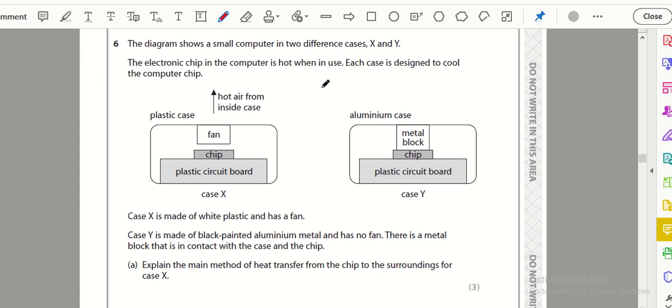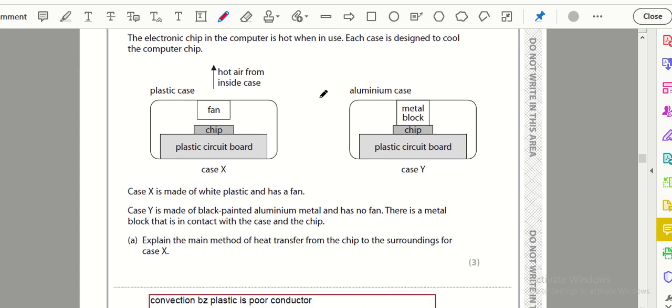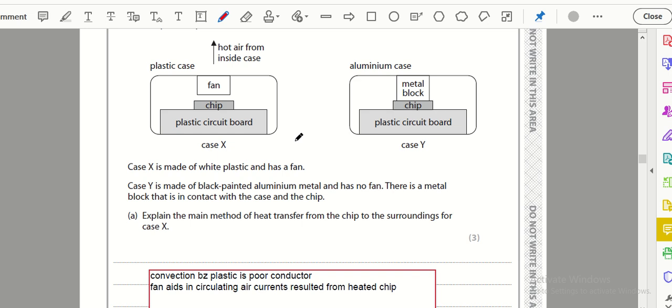The diagram shows a small computer in two different cases, X and Y. The electronic chip in the computer is hot when in use. Each case is designed to cool the computer chip. Case X is made of white plastic and has a fan. Case Y is made of black painted aluminum metal and has no fan. There is a metal block that is in contact with the case and the chip. Here is the case, here is the chip.